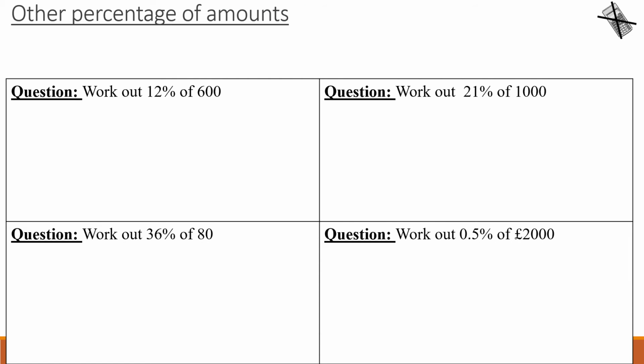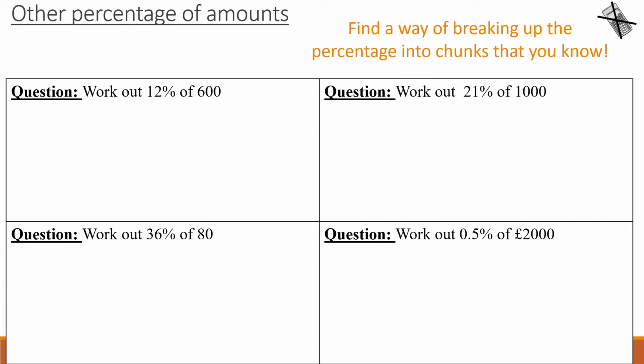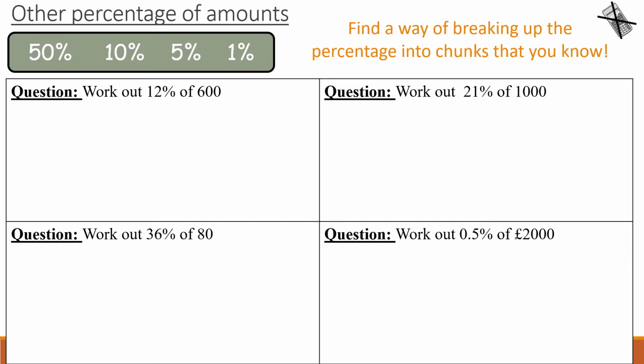So the final thing for today is how we're going to work out more tricky percentages of amounts. So questions like 12%, 21%. And what we're going to do here is, the method is to break it up into chunks that you know. And the chunks that we should be confident on at the moment is 50%, 10, 5 and 1. And if you can't remember how to do those, look back on your notes and it will remind you.